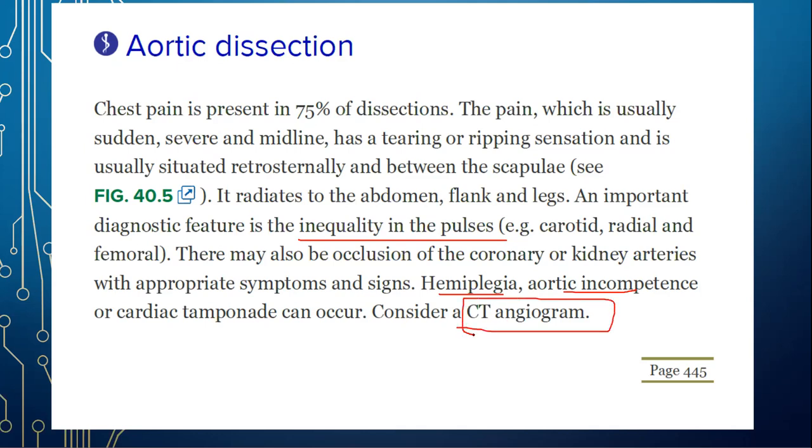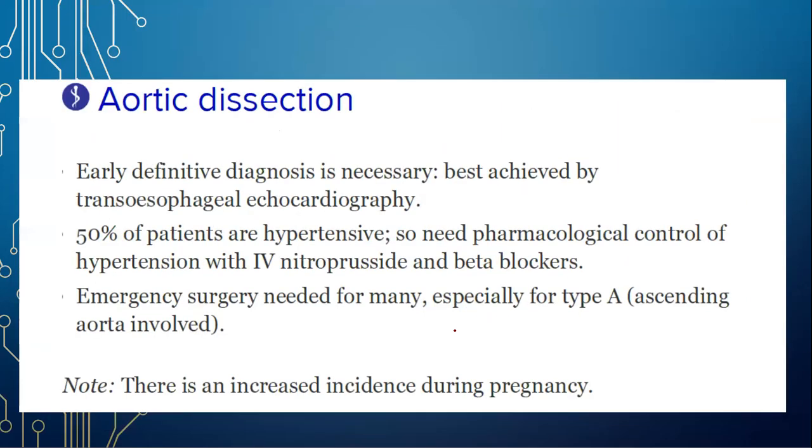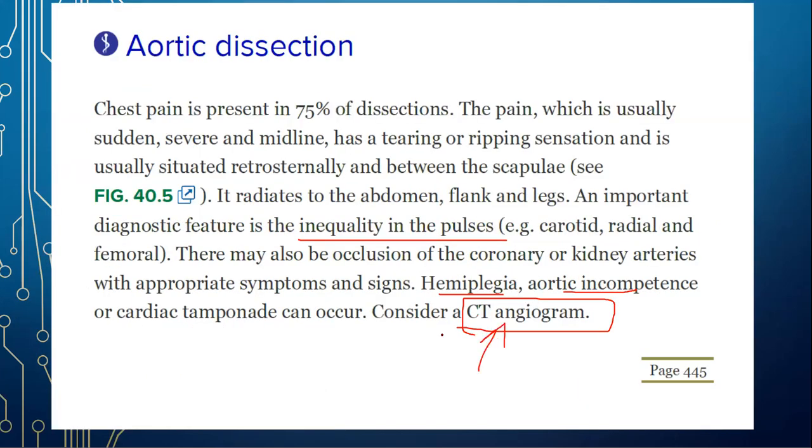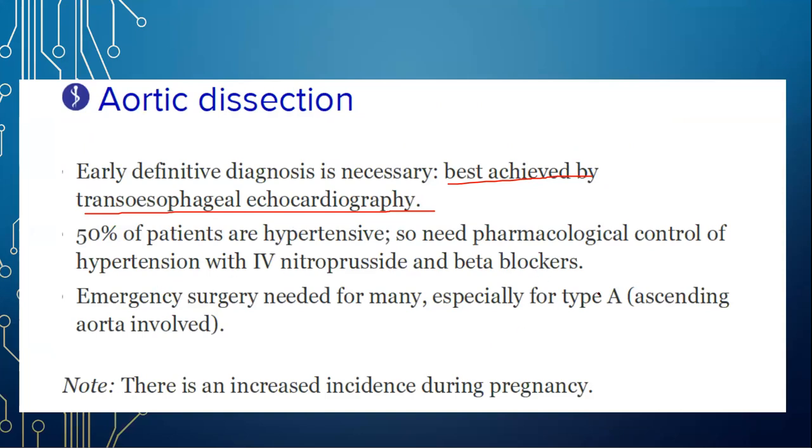Consider a CT angiogram. Now, in your GEM, they say that the best diagnosis is achieved by transesophageal echocardiography. So we will choose transesophageal echocardiography as our best diagnosis. Now remember one thing, if transesophageal echo is not there, then you should choose CT angiogram because that also is a very good diagnostic modality. So either CT angiogram or transesophageal echo you will choose. But if both are there, then transesophageal echo, because it's written in your GEM.